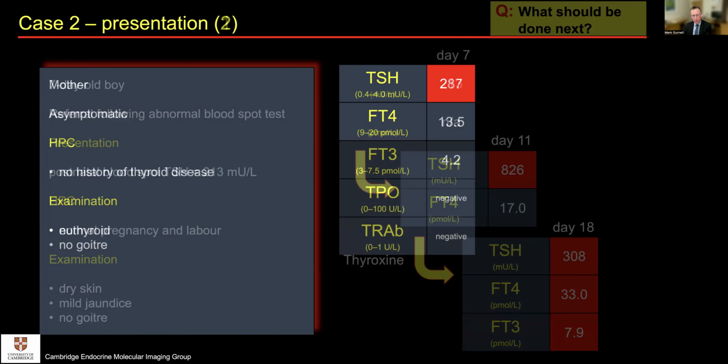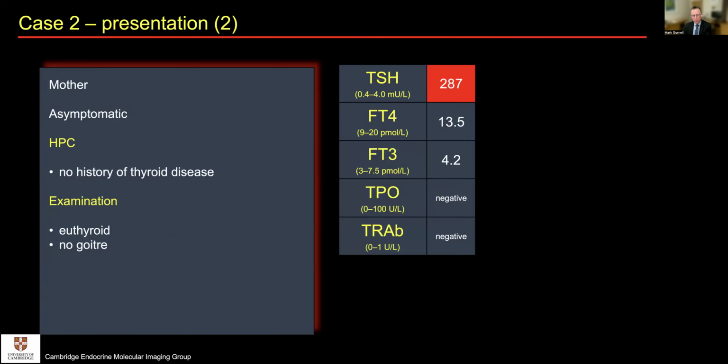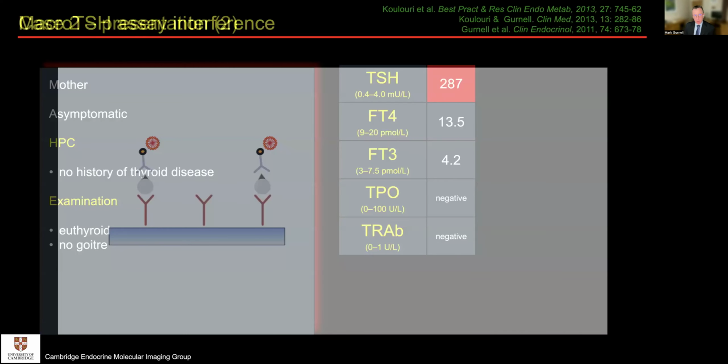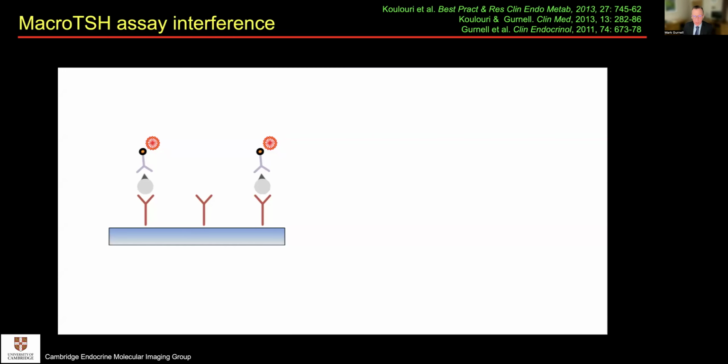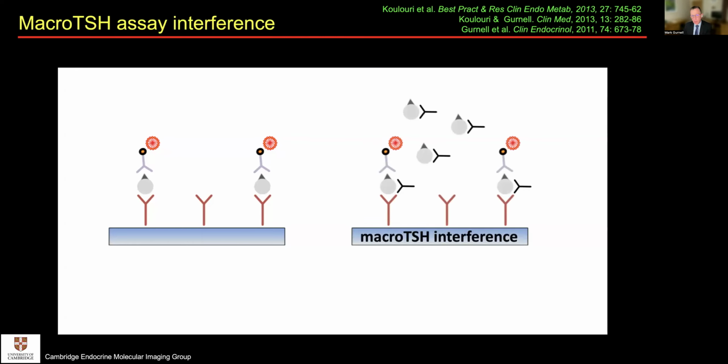Well, in the interests of time, I'm just going to show you the thyroid function tests from the mother, which interestingly show a very similar picture to the child at birth with a markedly elevated TSH with normal free thyroid hormone levels. And this is accounted for by transplacental passage of an antibody, which has caused macro TSH to form. So this is another form of interference in the assay.